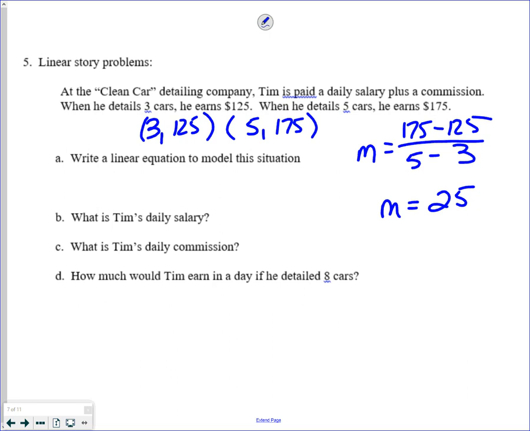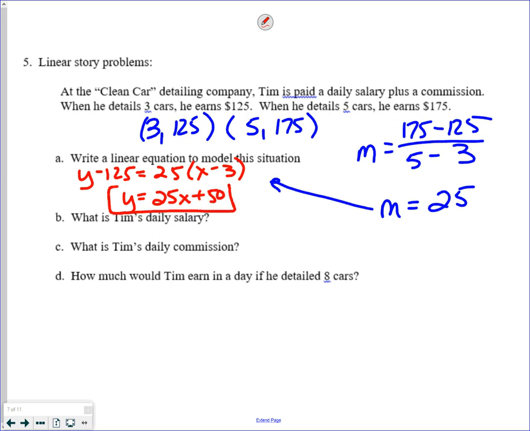Then write an equation, just like you did on the previous question. So I pick a point, doesn't matter: y minus y of a point, slope, x minus x of a point. y equals, distribute, add like terms, you end up getting y equals 25x plus 50. Here's what that means. Tim's daily salary is $50. His commission for cars is $25 for each car.